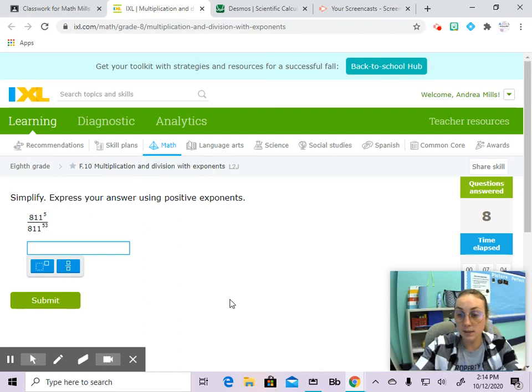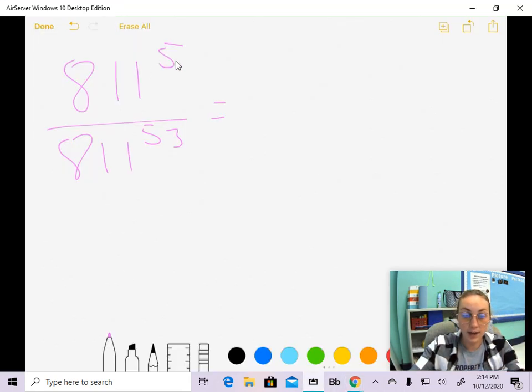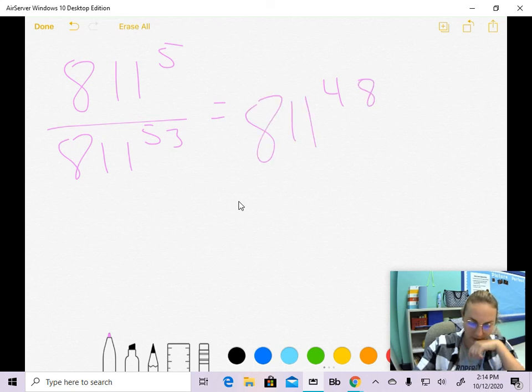All right, again, this is going to be subtraction. 5 minus 53 is going to be 48. That's going to be your exponent, and our problem is going to be 811. This will be negative 48. So 5 minus 53 is going to be negative 48. Again, you can't have a negative exponent.